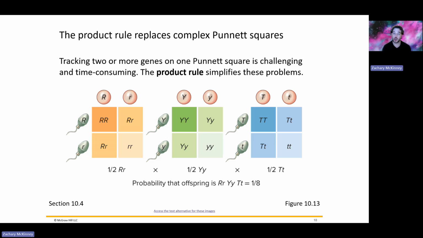Let's say you want tall plants that are green and wrinkled. Okay, well, now we just threw a third trait in there. Instead of having to do a full tri-hybrid cross, what you can do with these Mendelian traits, where it's very complete dominance, is that you can just take the percentage, the likelihood for each trait, and multiply them by each other.